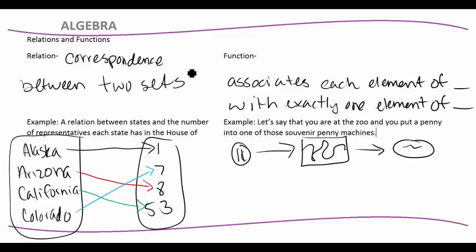So what is a function? A function is, let x and y be two non-empty sets. A function from x into y is a relation that associates with each element of x exactly one element of y.